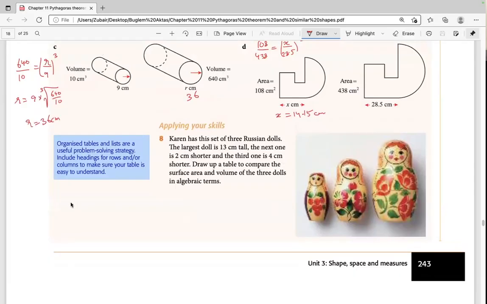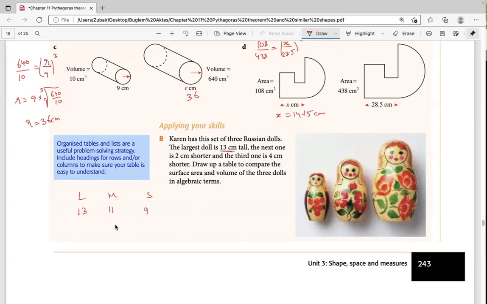So if I start with the largest one, then middle, and then the smallest one. So we know Karen has this set of Russian dolls. The largest doll is 13 centimeters tall. The next one is 2 centimeters shorter, would mean 11. And the third one is 4 centimeters shorter.